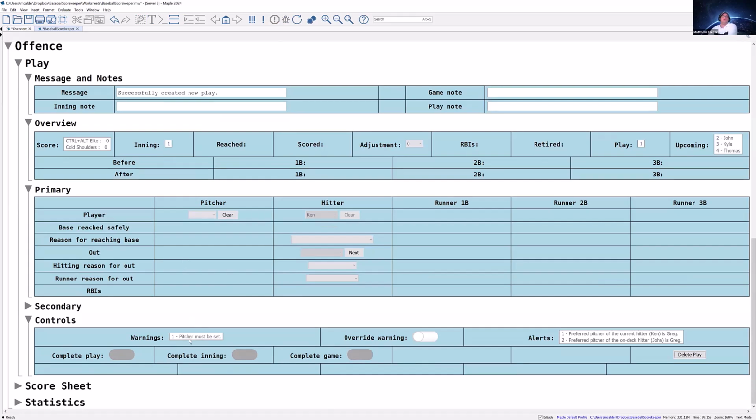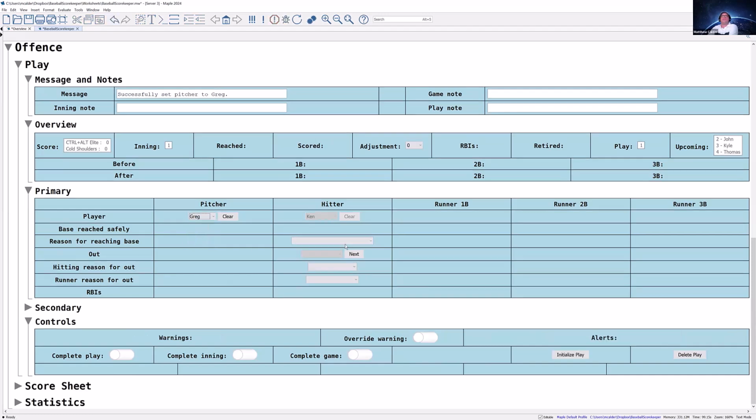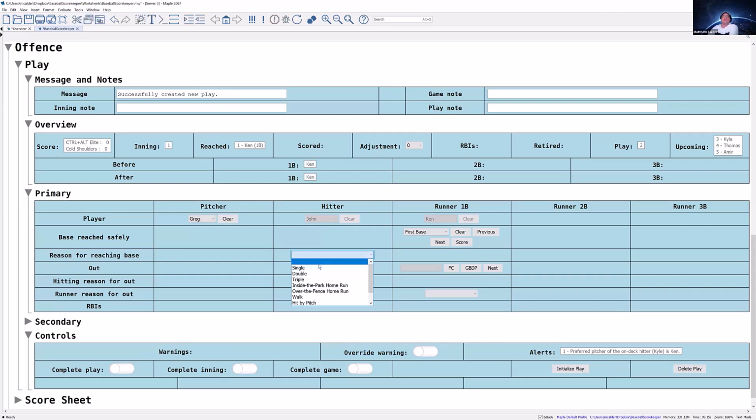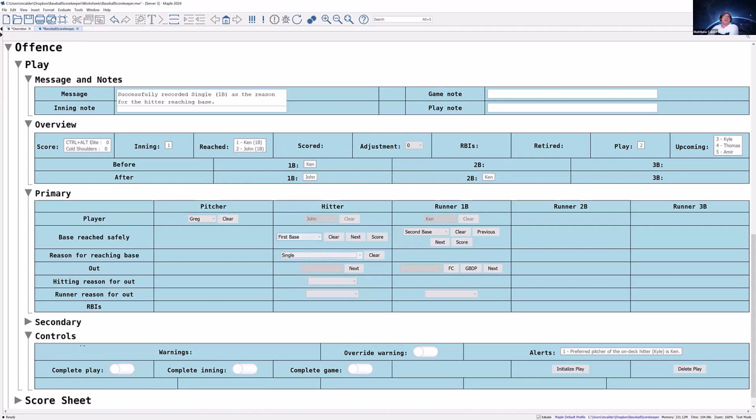All right, so I click new play. Okay, so the warning says I need to add a pitcher. So the alert tells me Greg is the preferred pitcher, so let's have him pitch first. Let's say he hits a single. We'll automatically put him on first base. To complete the play, that's the next one. Let's say the next hitter, which would be John, hits a single. It'll automatically move Ken to second base and put John at first base. Complete.